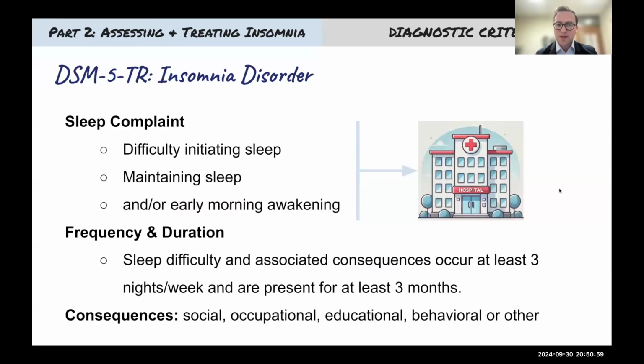From a diagnostic perspective, insomnia can be thought of by a sleep complaint, where an individual will have difficulty initiating sleep, maintaining sleep, or waking up too early. And this is associated with frequency and duration criteria, where an individual will have difficulty for at least 3 nights per week for at least 3 months. In the hospital setting, we're going to be focusing on the sleep complaints and how we can address them.